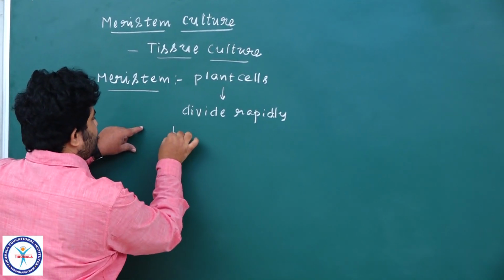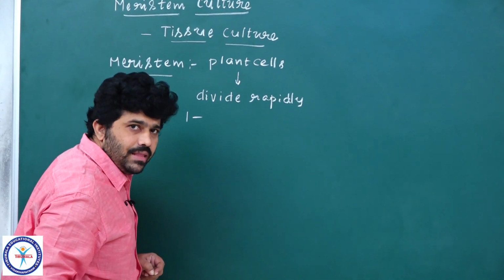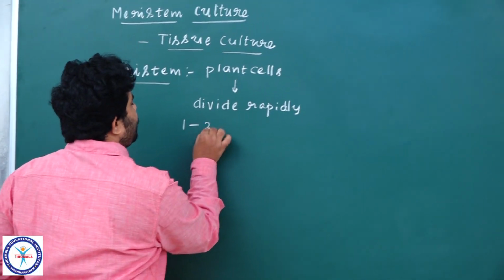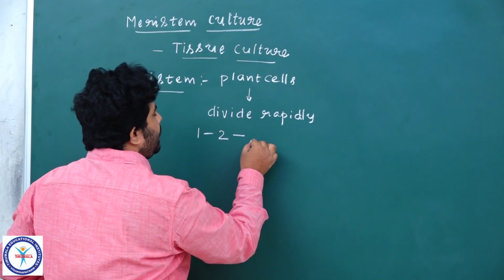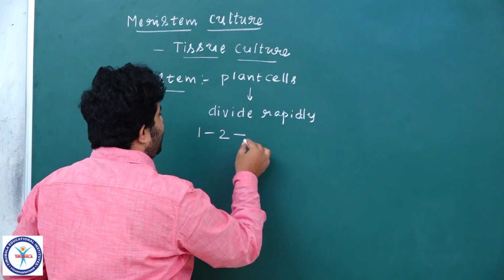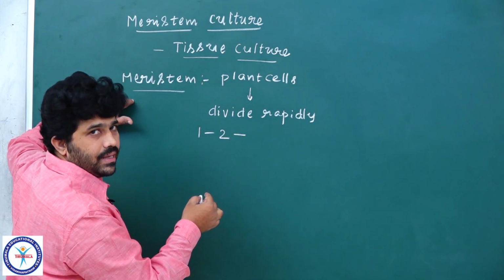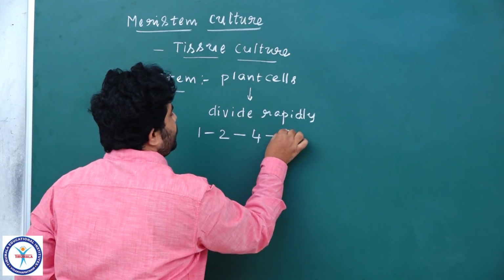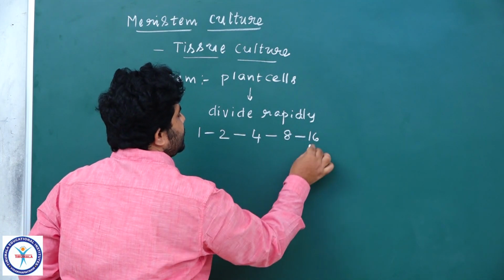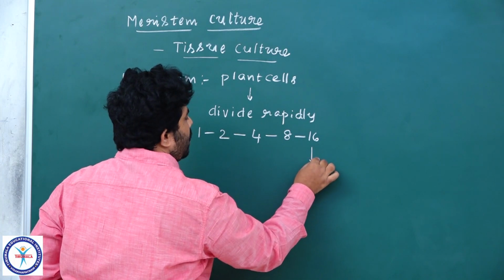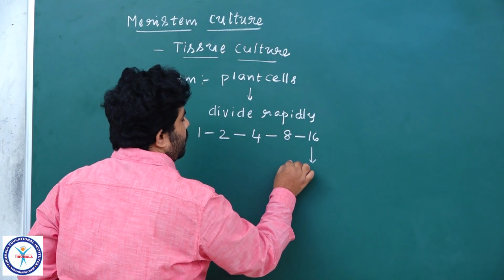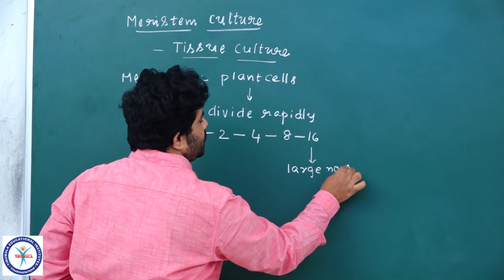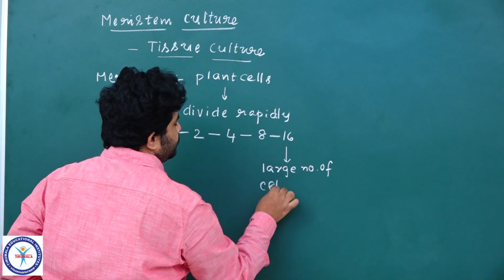For example, take plant cell 1. The plant cell which has the ability of meristem divides into two. Again these two independently divide again and again with the ability of meristem. Then 2 cells become 4, 4 cells into 8, 8 cells into 16, like that a large number of cells, a group of cells, develop. Understood students?